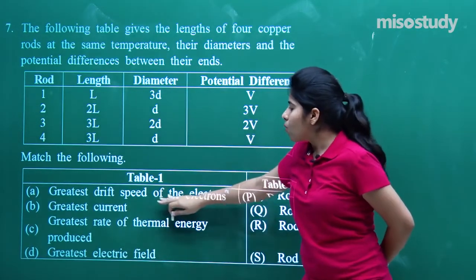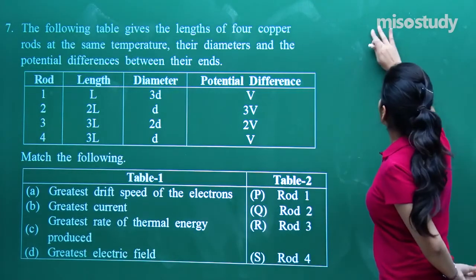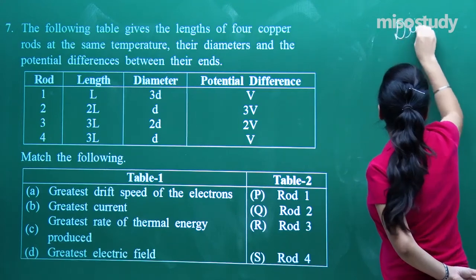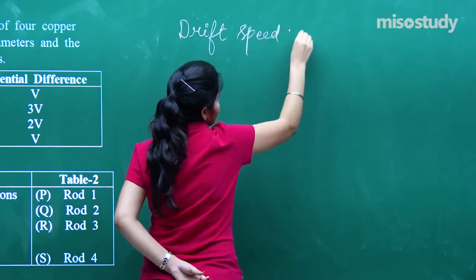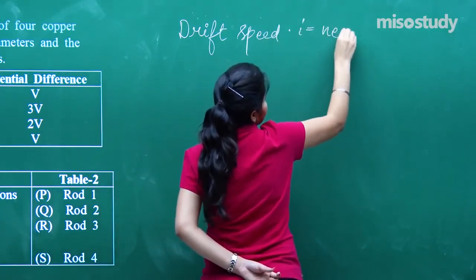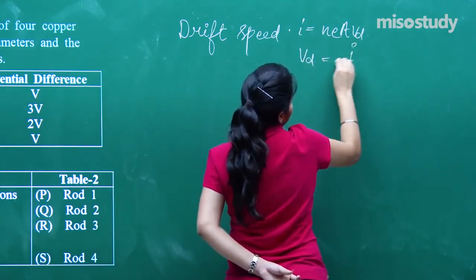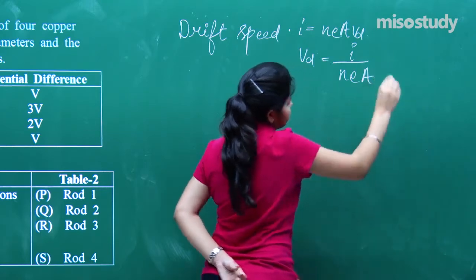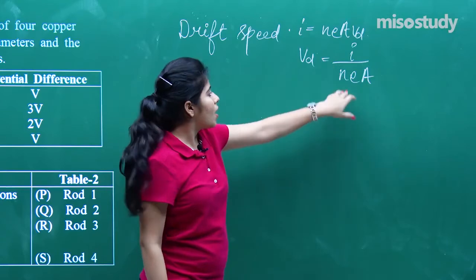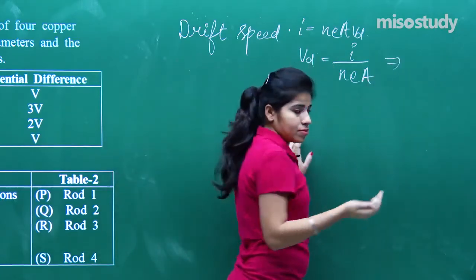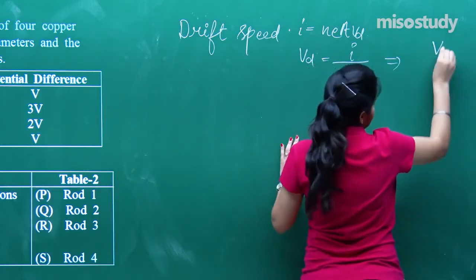And we have to tell which one will have the greatest drift speed of the electrons. So to find out the drift speed, we know that we have one formula, I equals NE into A into VD. From here, VD will be equal to I upon NE into A. Right? Now we have to tell this. We know that we can write this I in the form of Ohm's law, that is V by R.